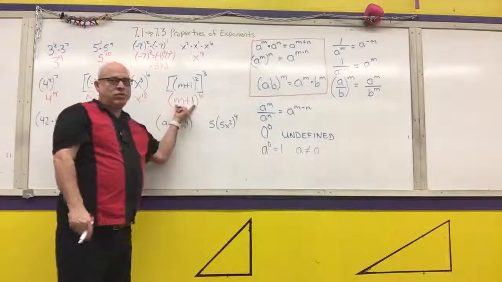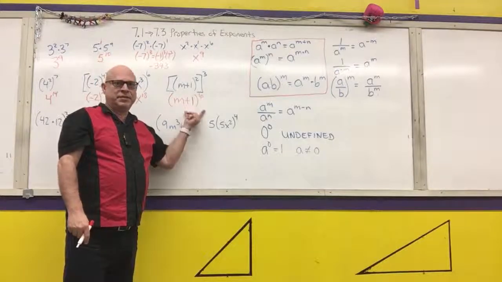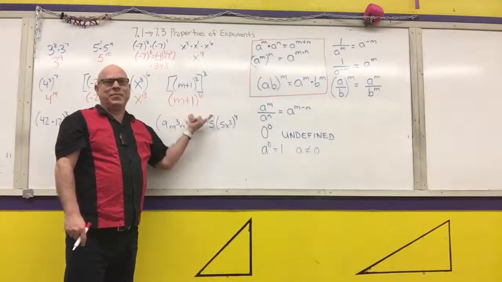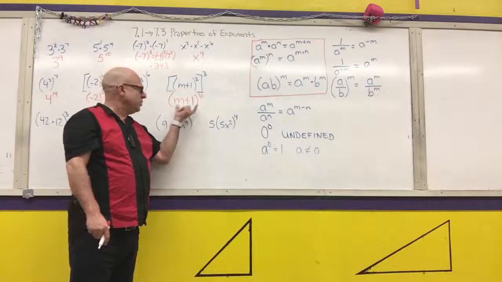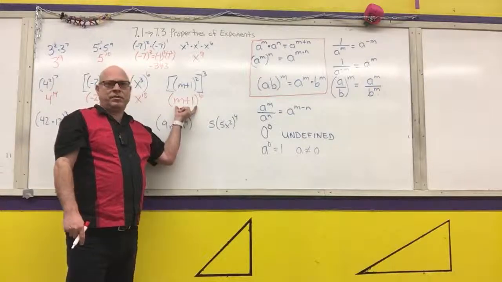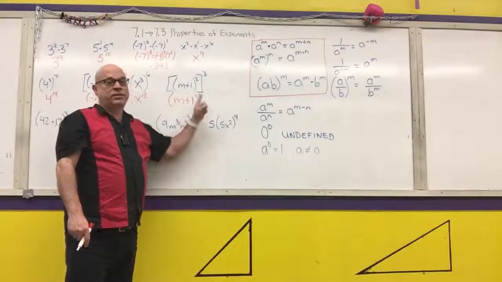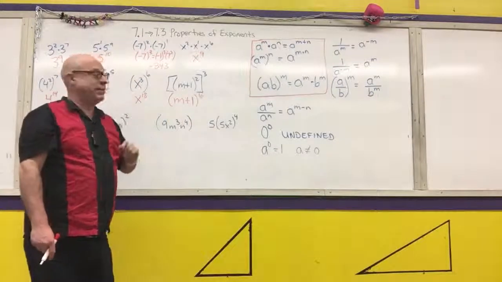This is m plus 1 times m plus 1 times m plus 1 times m plus 1 times m plus 1 times m plus 1. And you're going to find out that that's going to end up being a 7-termed, what we're going to call a polynomial in the next chapter. So it's not m to the 6th, 1 to the 6th. Make sure you do not do that.